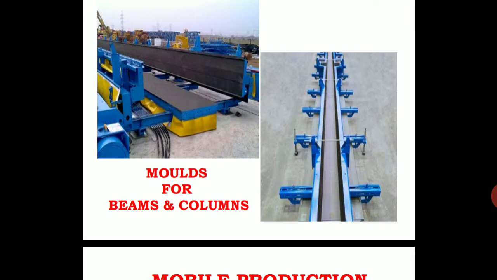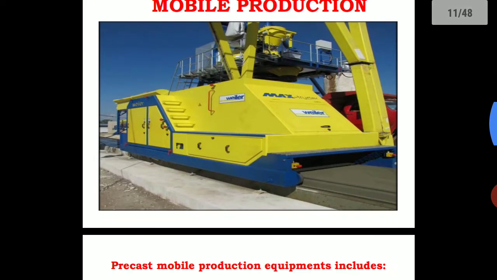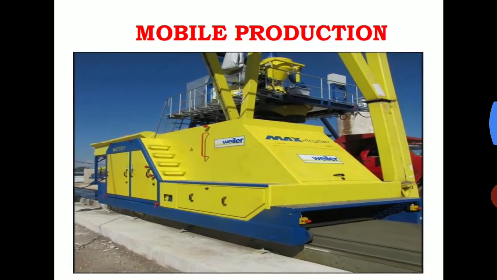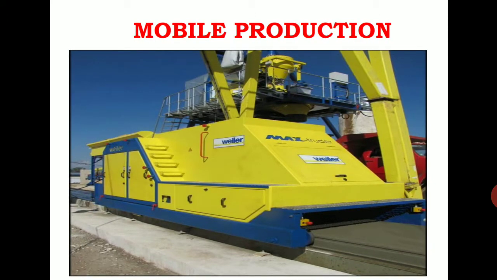So the next part of this manufacturing method is mobile production. Mobile production is nothing but the equipment can be moved from one place to another place. For example, we can take this prefabricated manufacturing process, I mean an entire process unit, to the construction site itself, right? We can shift the manufacturing units such as molds and whatever equipment is required directly to the construction site, right? That is the difference between the stationary and mobile production.